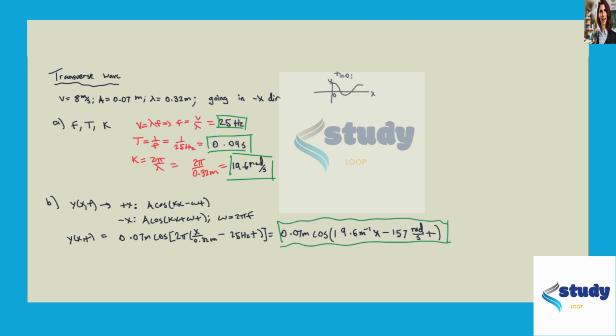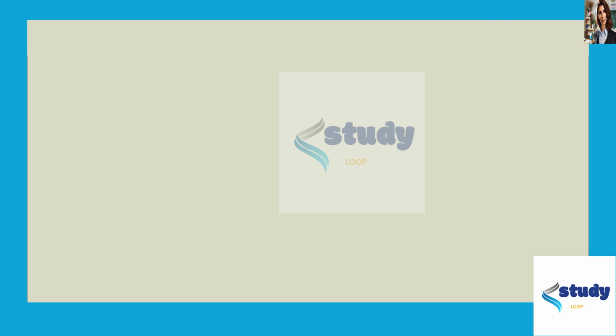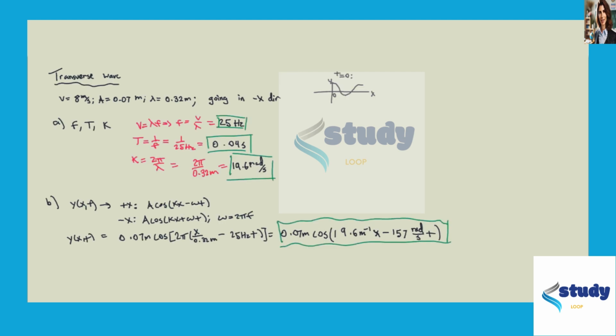Now moving on to part C. Let's start a new page here. We want to know at position x equal to 0.36 meters and t equal to 0.15 seconds, what's y? So it's just plug and chug into the equation that we just made. And in fact, I need to go back here and correct these. Minus signs should be plus signs. Forgive me for that, because we're moving in the minus x direction.